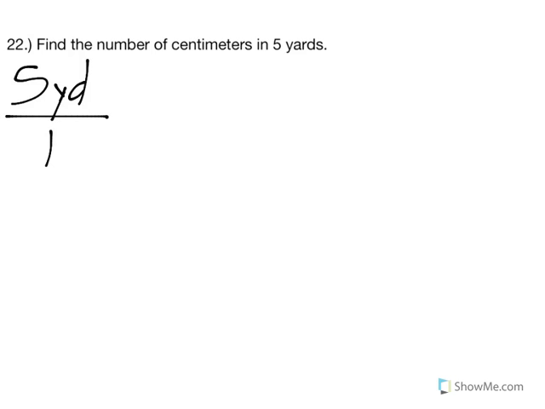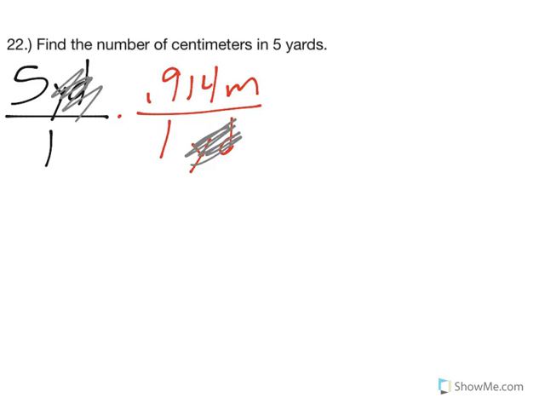You can do the last problem a number of different ways as well. But I'm going to start with saying, I know that 1 yard is 0.914 meters. Okay. Now I'm going to multiply those, and that gives me 4.57 meters. And you might be saying, well, why did you stop? You're not done. Well, I agree I'm not done.